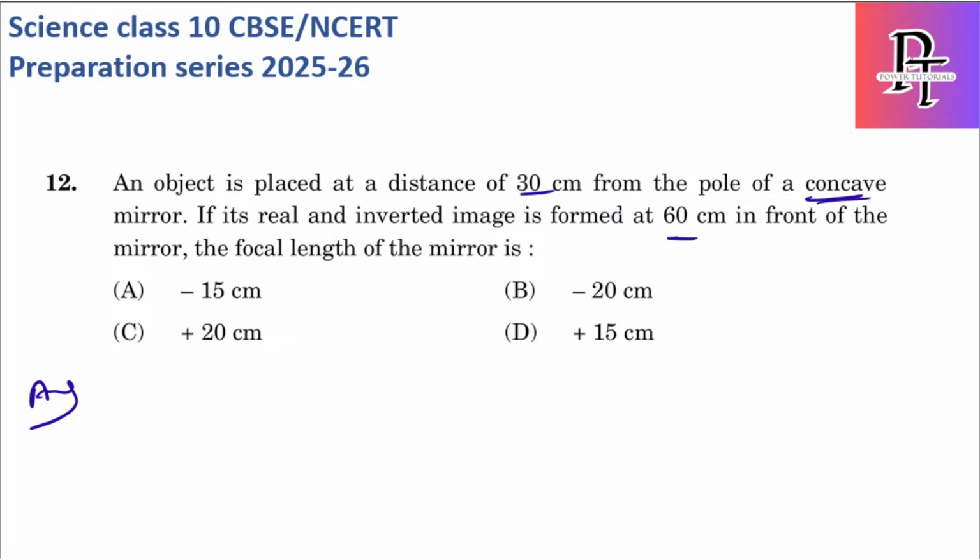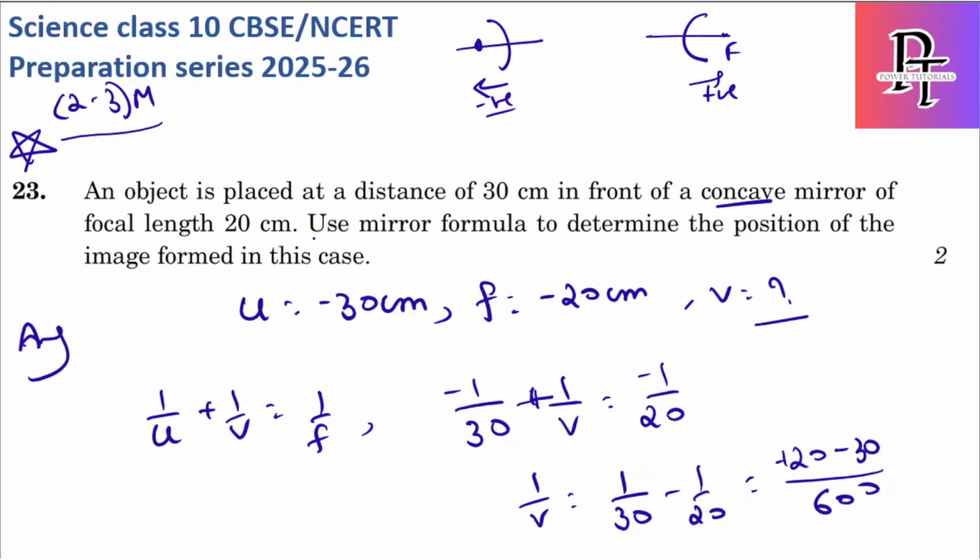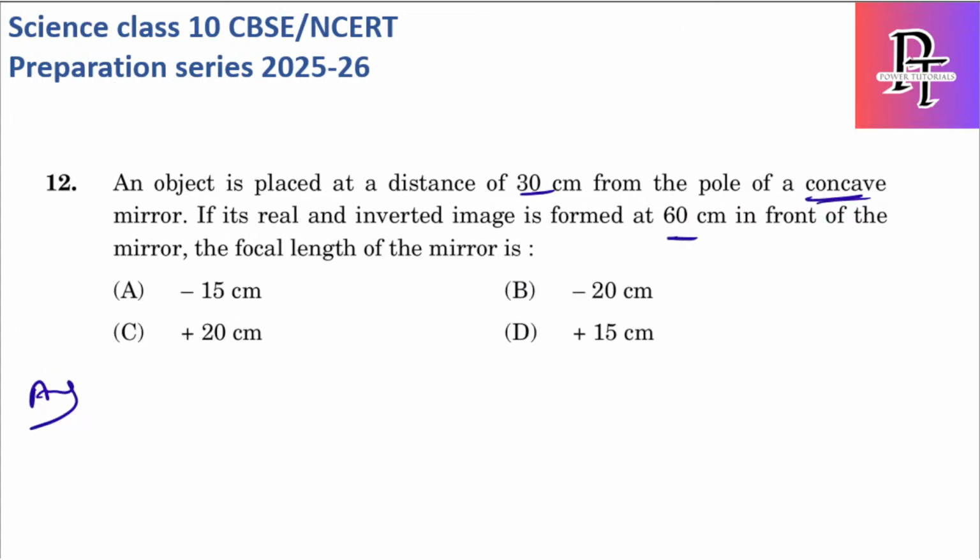The same question has been repeated in another set. There they have provided u and f and they're asking to find the value of v. Okay, the same question, only instead of providing u and f they have provided u and v. Here they are asking the focal length. Okay, so this is u and this is v, and it is important that this one is in front of the mirror.